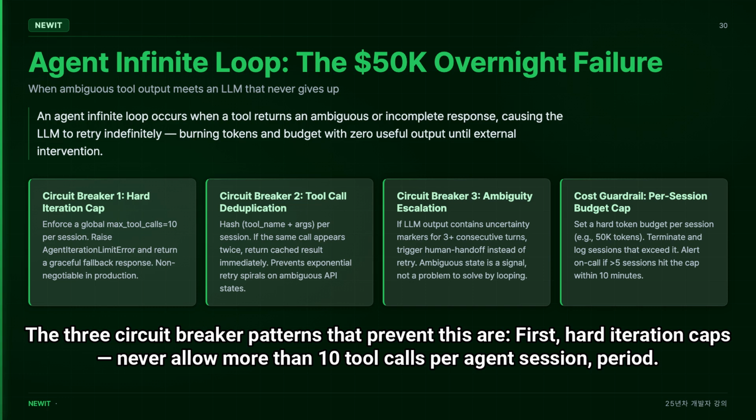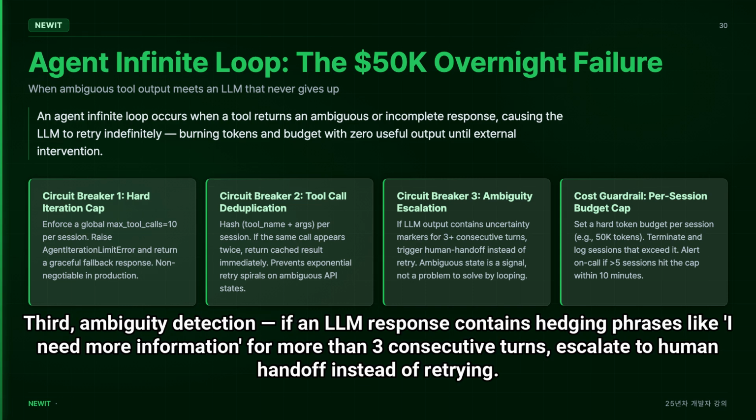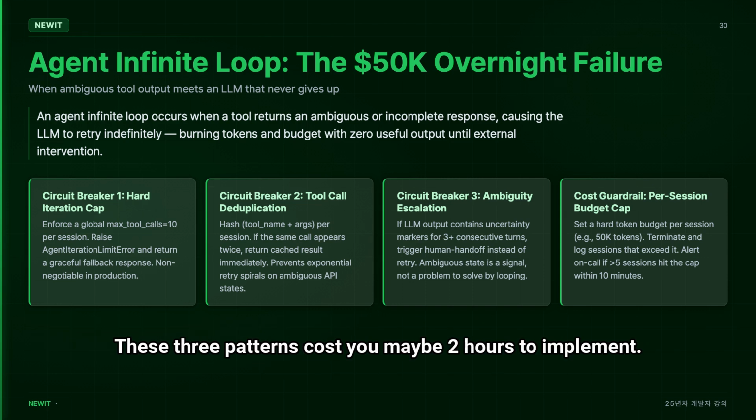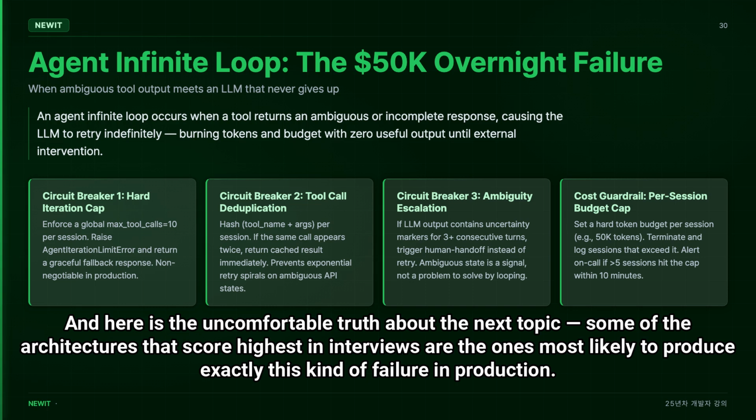The 3 circuit breaker patterns that prevent this are: first, hard iteration caps, never allow more than 10 tool calls per agent session, period. Second, tool call deduplication. If the same tool is called with the same arguments within the same session, short circuit immediately with a cached result. Third, ambiguity detection. If an LLM response contains hedging phrases like "I need more information" for more than 3 consecutive turns, escalate to human handoff instead of retrying. These 3 patterns cost you maybe 2 days to implement. Not having them costs you your job.